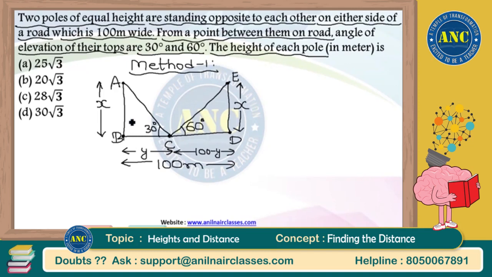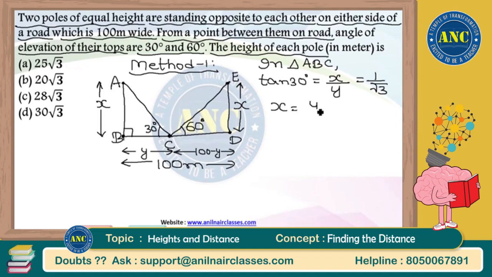Now, if I solve, there is a right angle triangle ABC. By method 1, in triangle ABC, tan 30 is opposite side AB, which is X, over adjacent side BC, which is Y. So tan 30 value is 1 by root 3. From my first equation I get X is equal to Y by root 3.